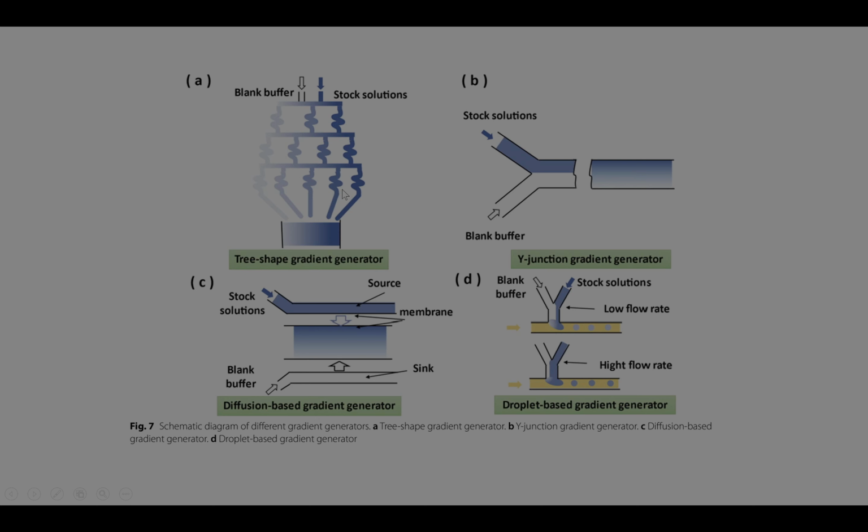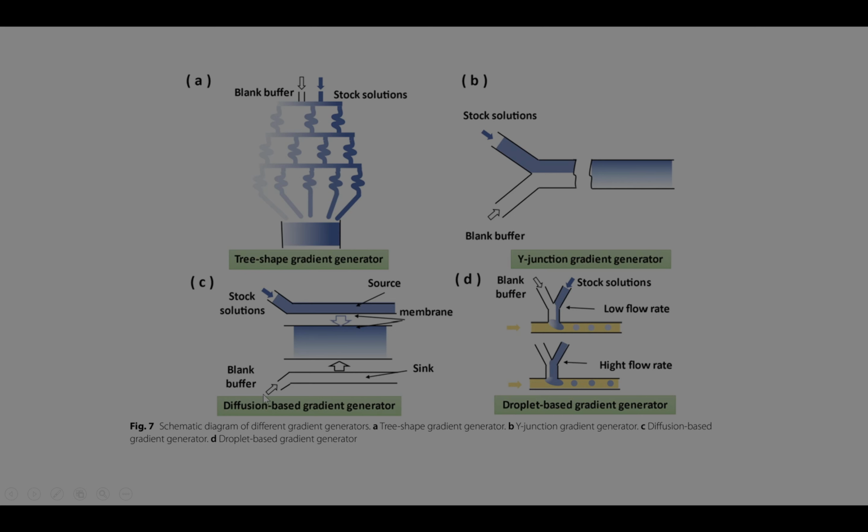It can be used for various applications, such as changing the gradients of the same sample to detect very fast, and to diagnose. The second one is the Y-type, Christmas-tree style gradient generator. Here the blank buffer and the stock solution will mix and flow in another direction, and it again generates the gradient field.